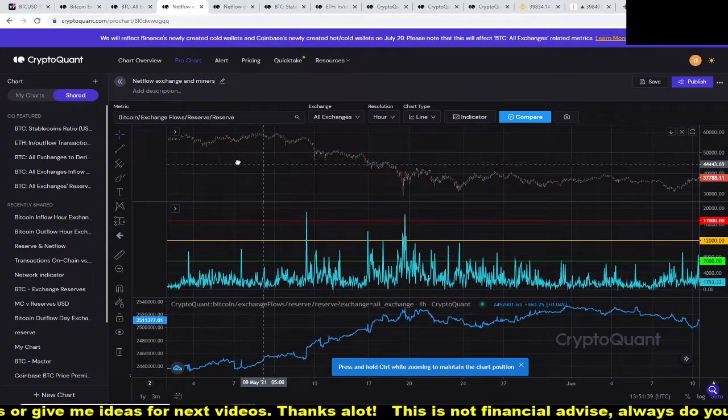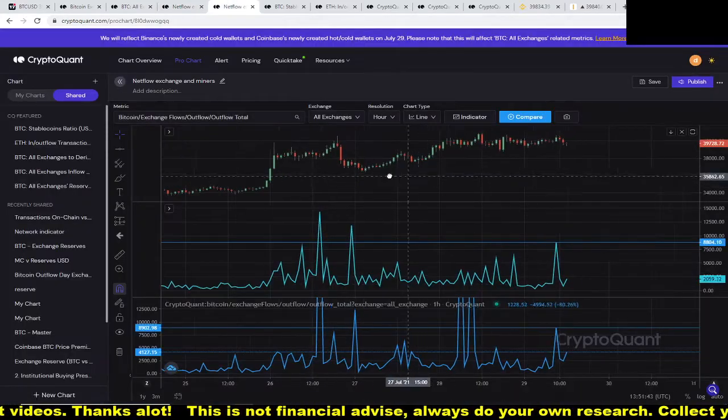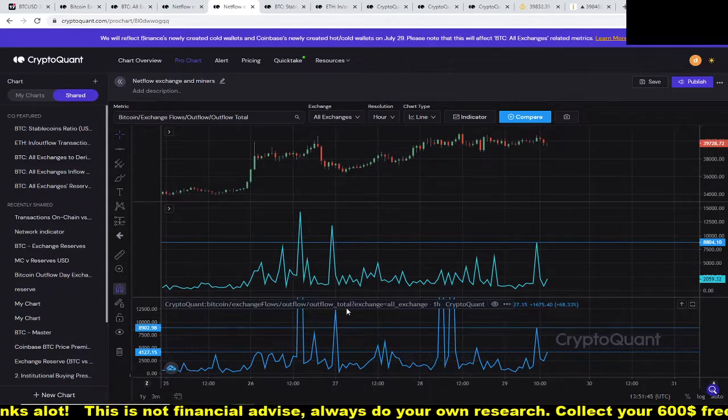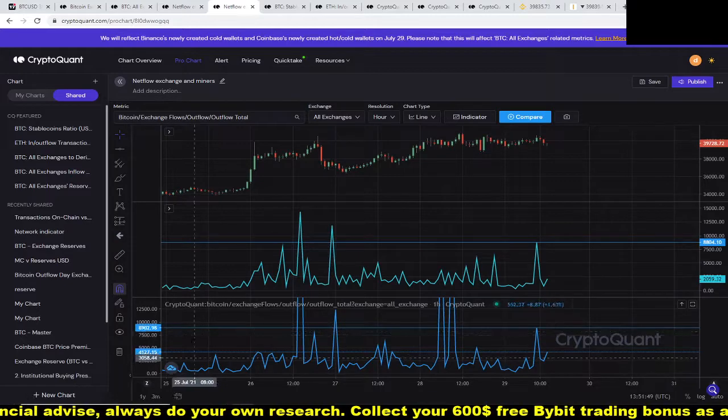So I'm going to the next tab right here. This is the outflow of all exchanges. So you have the inflow and you have the outflow.